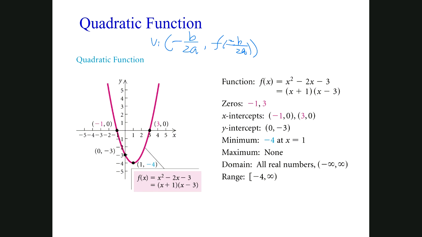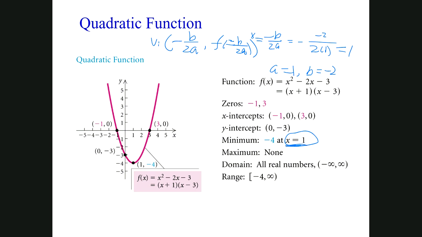So how do I find x equal to 1? Well, I look at this one right here. My a is 1, right? My b here is negative 2. So my vertex x is negative b over 2a. Negative b is negative 2, a is 1, and negative becomes positive. 2 over 2 is 1. So that's how I got a vertex x equal to 1.